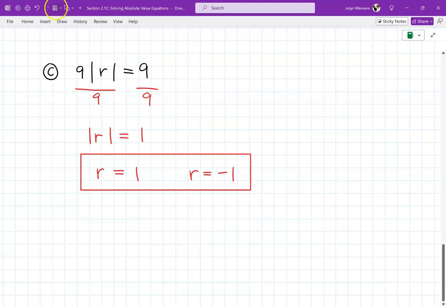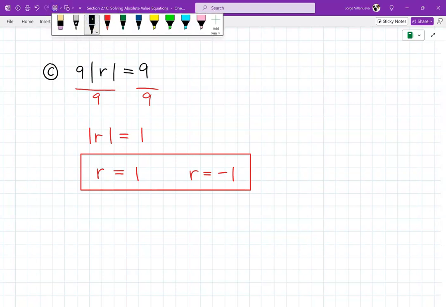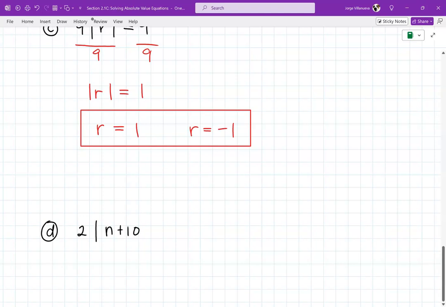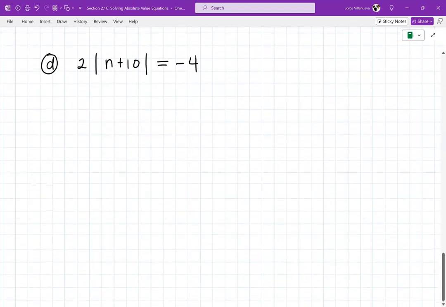All right. I'm going to do this one with you guys and let's see if you can catch something, okay? Here we go. 2 times the absolute value of n plus 10 is equal to negative 4. Okay? Anything catch your eye? Yeah, it doesn't look right. Maybe I gotta fix something somewhere. Yeah, if you think you got something, raise your hand.